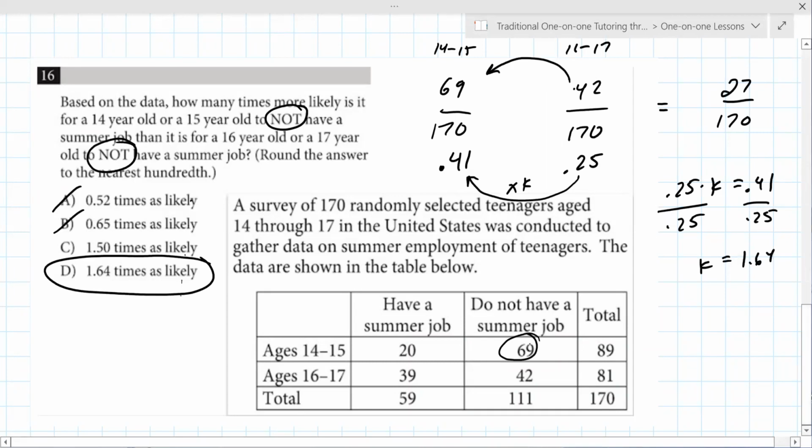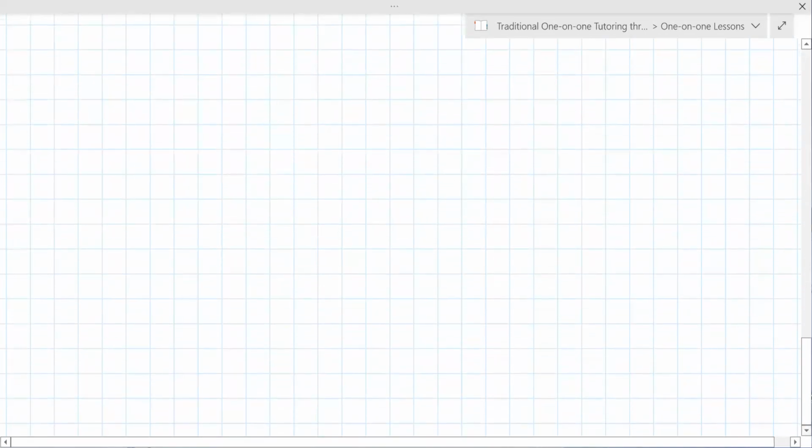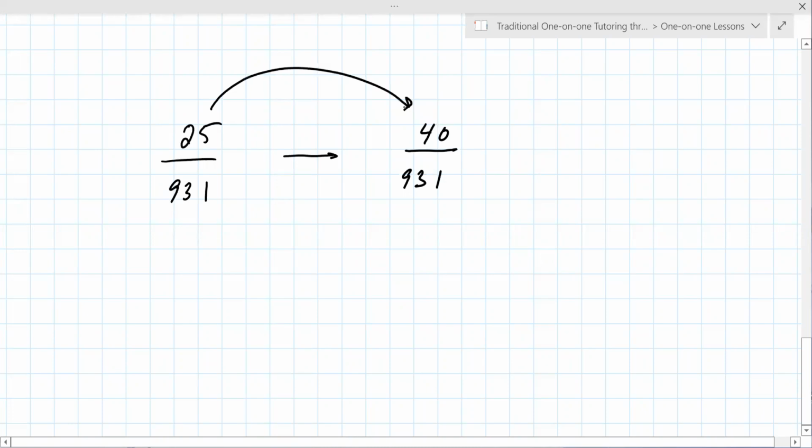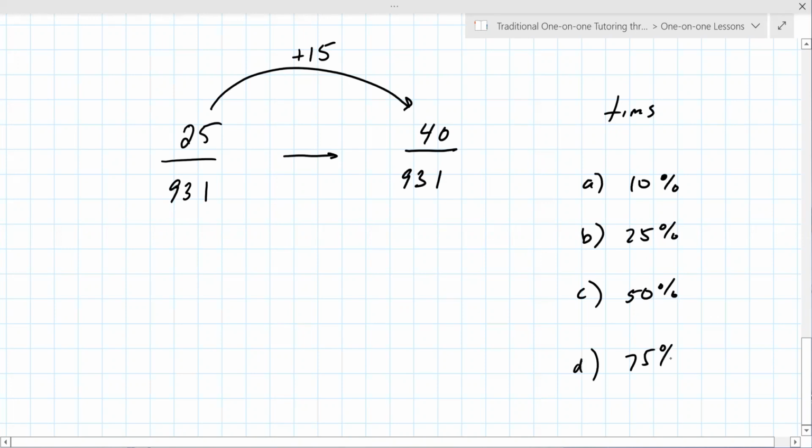So let's try with a different example here. Let's just try with some numbers. Let's say it's 25 out of 931, and we're going to 40 out of 931. You go up 15, right. So you add 15, but when it says times, you have to figure out the percentage that you're going up. So here are some options for this problem. 10% or 0.1, 25%, 50%, and we'll go 75%.